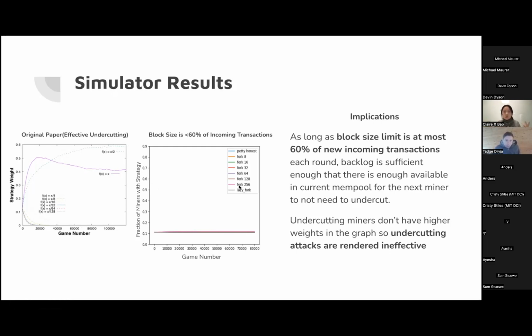Whereas when we restrict the block size to any percentage less than 60% of the incoming transactions every round, we can see that all of these strategy weights are the same, meaning all the miners agreed that all the strategies are essentially equally effective, which means undercutting doesn't give you a leg up, so undercutting attacks are essentially rendered ineffective.